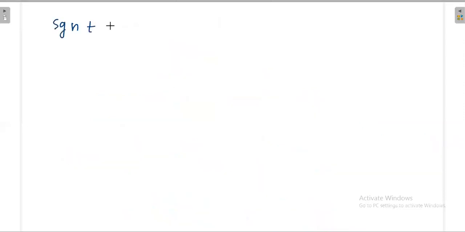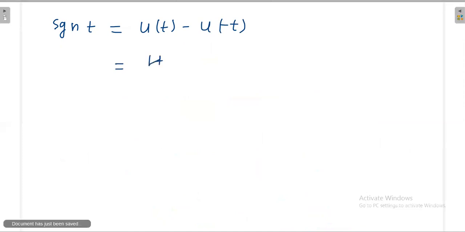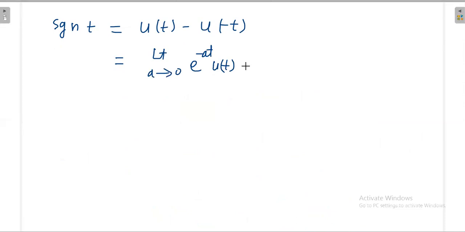Sgn of t we can write like this: u of t minus u of minus t. Here u of t we can write as limit a tends to 0 of e power minus at u of t. Similarly, u of minus t we can write as minus limit a tends to 0 of e power at u of minus t. In the first expression, if a goes to 0, you get u of t. In the second, if a goes to 0, you get u of minus t.